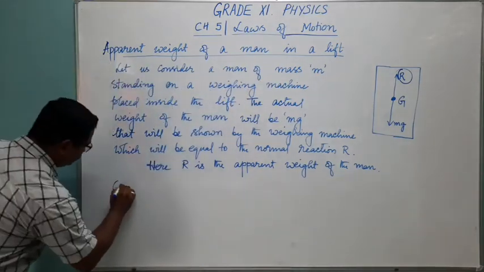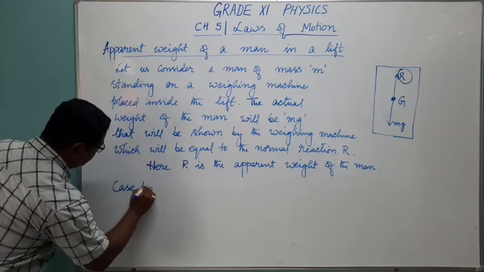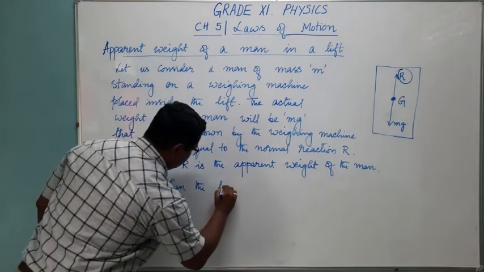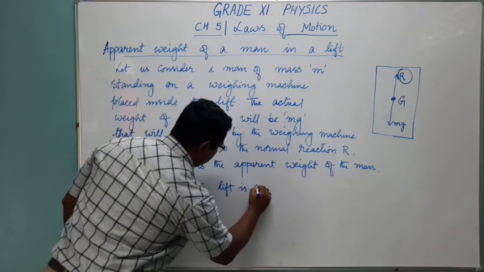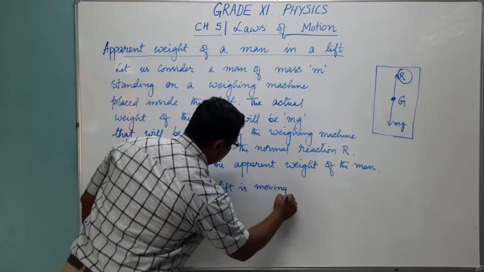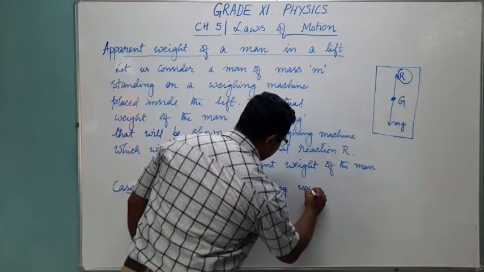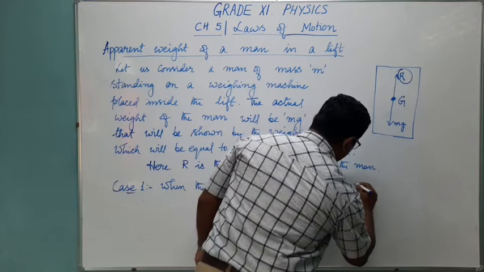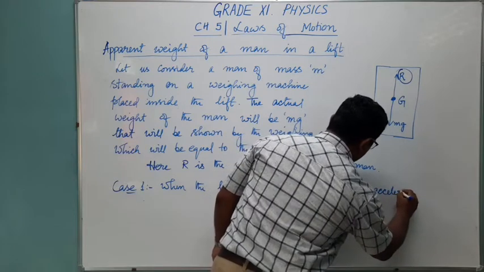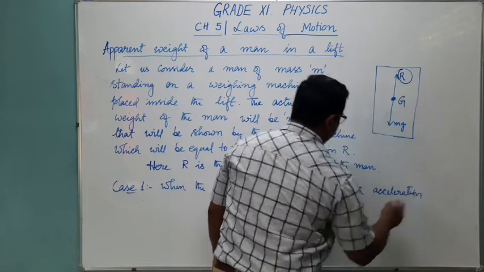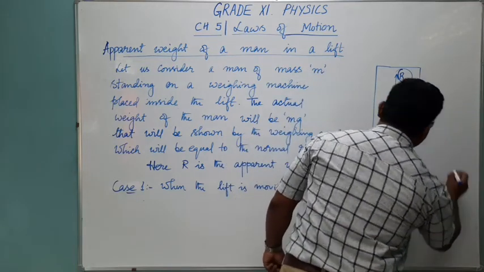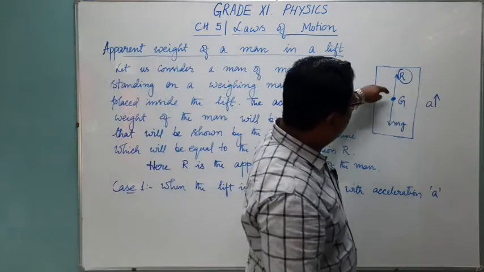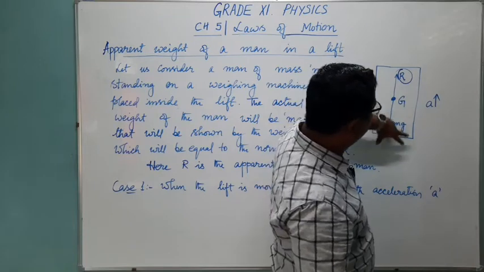Case 1. When the lift is moving upwards with acceleration a, suppose. This diagram itself we will take for the first case. Which side the body is moving, you will see R. The body is going up. The lift is moving up.